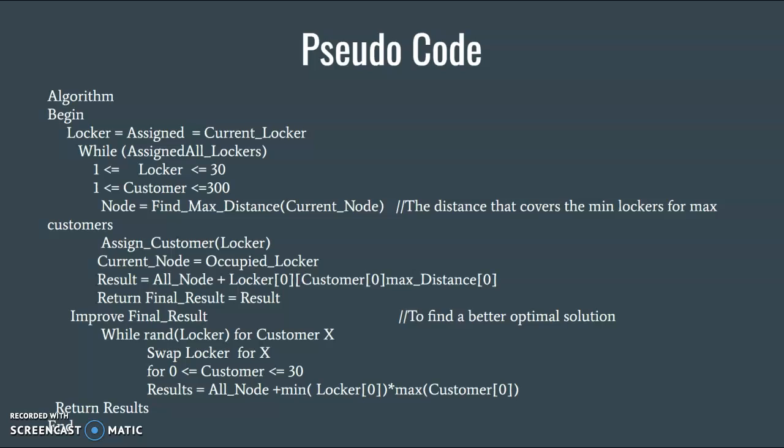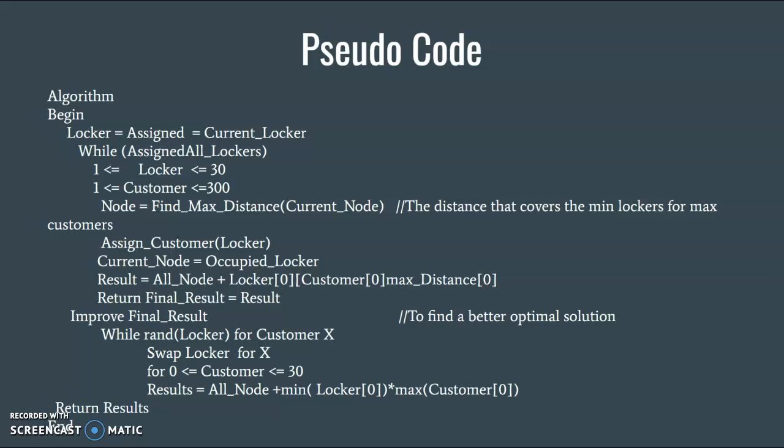To understand that, we wrote a very simple pseudocode where we have a locker assigned, and we created a while loop. While we have a number of lockers that range between 1 to 30 lockers, and customers that range between 1 to 300 customers, we want to find the maximum distance so that every locker covers the maximum amount of customers. After that, we assign a customer to that locker, and then we create that node and name it the current node as an occupied locker. Our final result is going to have all the nodes, which is 50,000 multiplied by the lockers, plus the number of lockers and customers and the distance that they traveled.